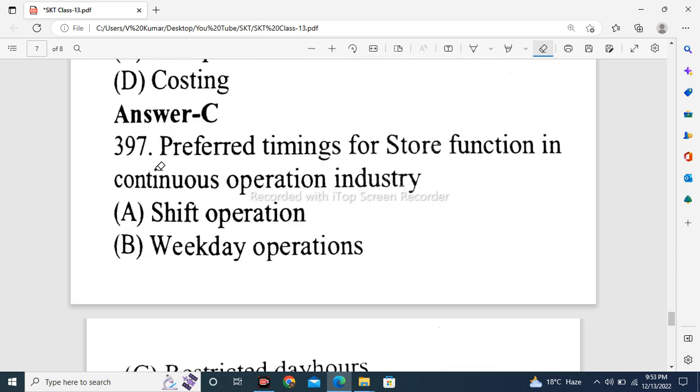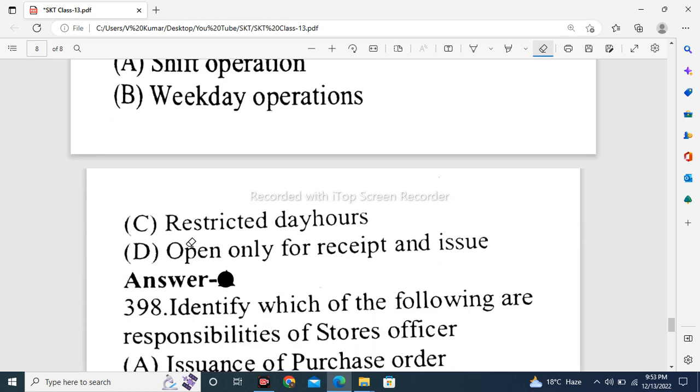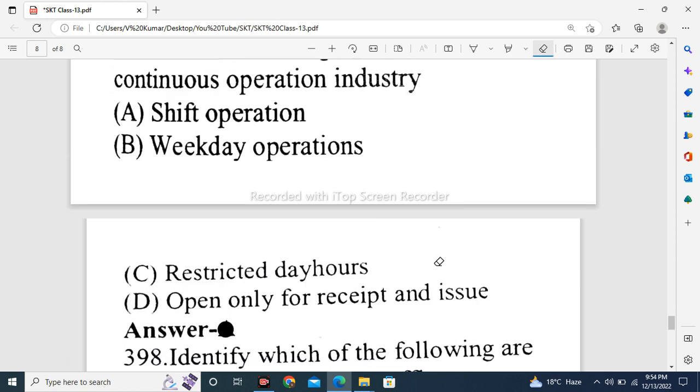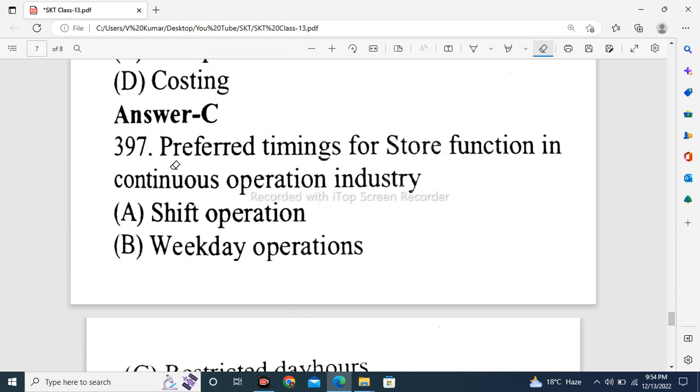नेक्स्ट है preferred timings of a store function in continuous operation industry. A. shift operation, B. weekday operations, C. restricted day hours, D. open only for receipt and issue. आंसर है A shift operation. Preferred timings of a store function in continuous operation industry, shift operation.